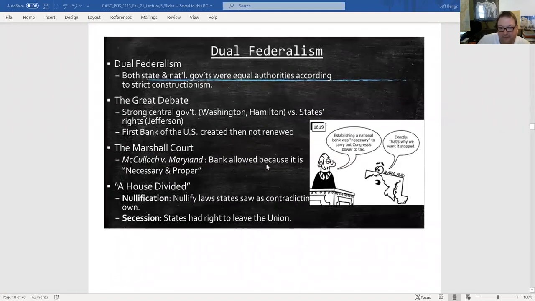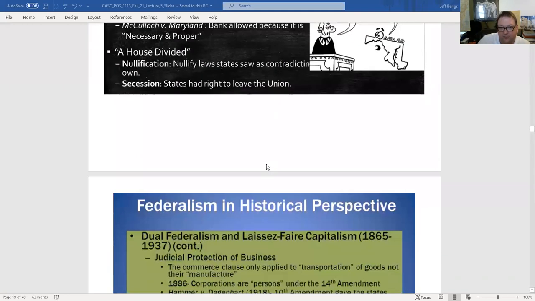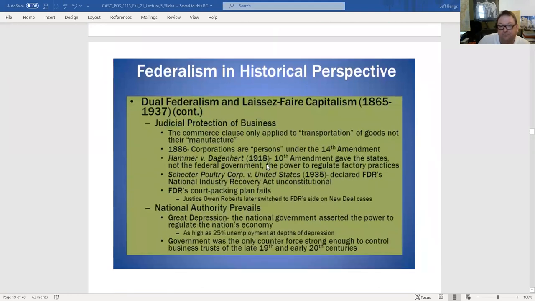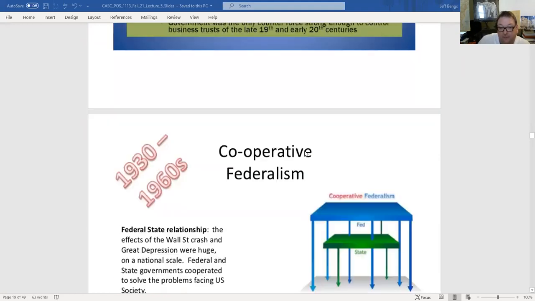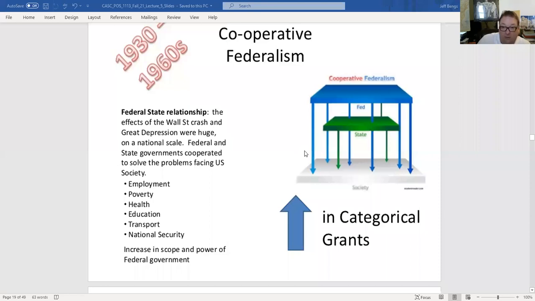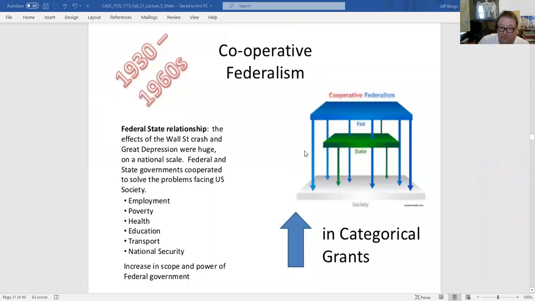This slide kind of sums up some of the things we talked about. This slide focuses on the Supreme Court protecting businesses. Now we're out of time, so I apologize. So we'll have to pick up and go really fast on Friday with the move to cooperative federalism.